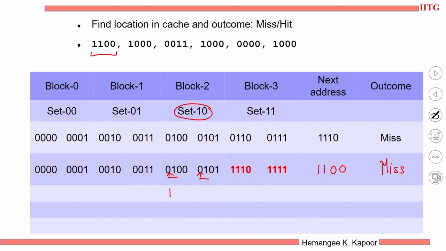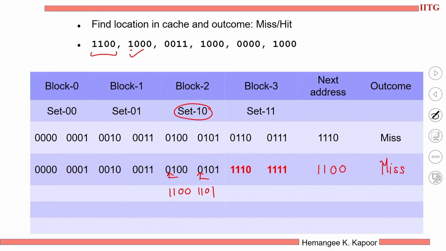So I'll write 1100 here because this is the address which will now sit in this box, and 1101. Both of them will come and sit here. Okay, so you can continue this hand simulation and declare hits or misses. So if you do we have 1000, maybe even this will need to be loaded because there is no entry with the tag equal to 1.